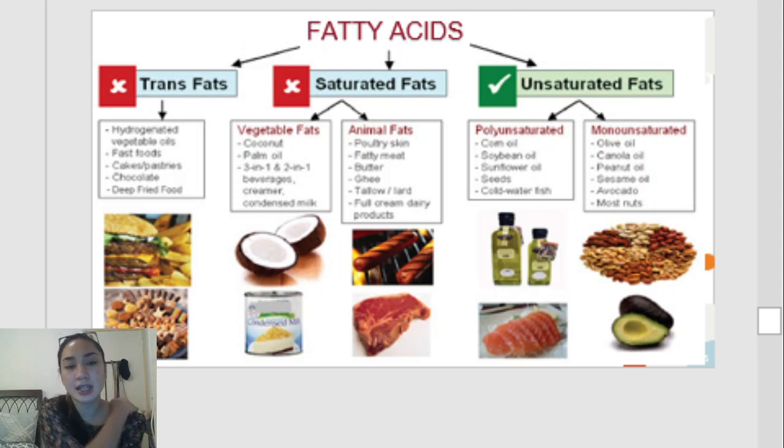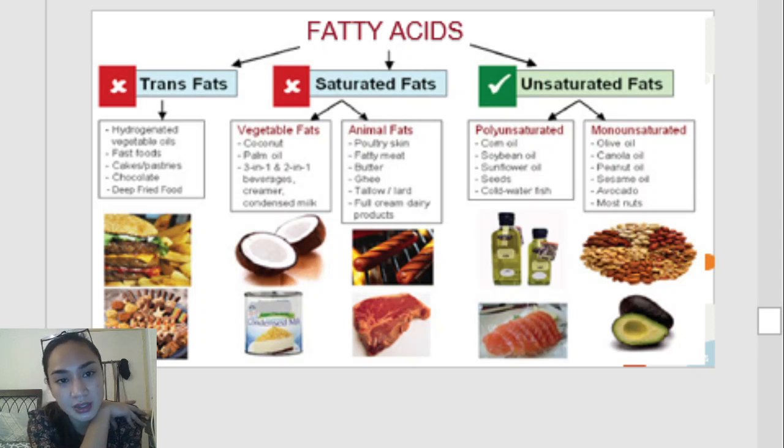Saturated and unsaturated. Ano napansin niyo sa dalawa? Bakit yung isa may X, no? Like, it doesn't mean na hindi nyo siya pwedeng kainin. It's just that mas prefer nila yung unsaturated. So, bakit kaya? What do you observe from based sa examples?